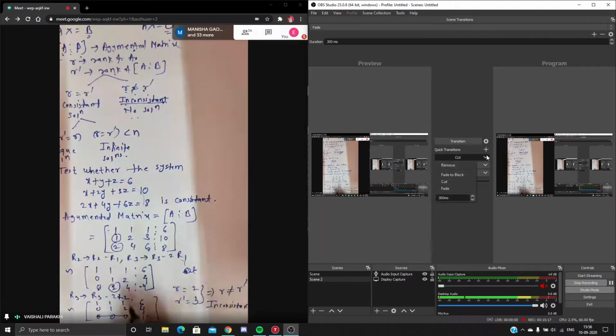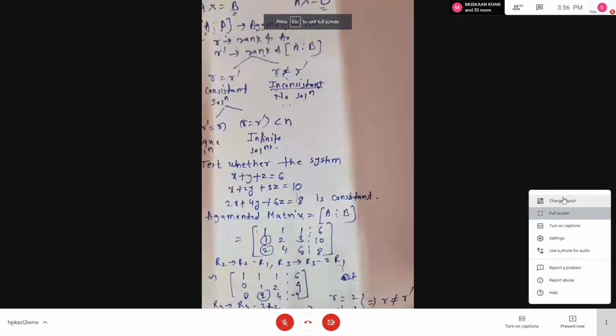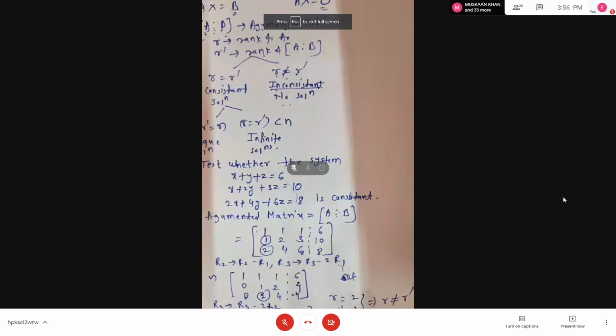Understood? Then remove your hand and see what is the rank of the whole matrix. Last row is not a 0 row now. Why? Because there is minus 12. So how many non-zero rows are there? First is non-zero, second is non-zero, third is also a non-zero row, no? Because of minus 12. A 0 row means all should be zeros. So R dash is equal to 3. So these two ranks are not the same, therefore the system is inconsistent.